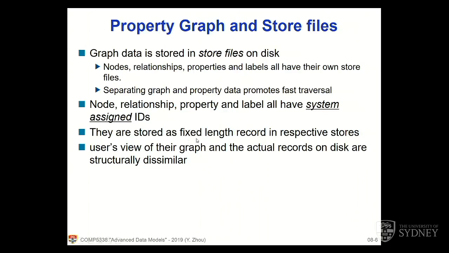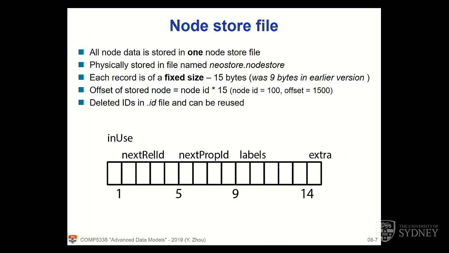Another feature is that everything is stored as a fixed-length record in respective stores. Node, relationship, property, and label are all stored in fixed-length records. Each one is stored in a record, and the record is of fixed length. So this is the user's view of their graph versus the actual record on the disk. They are structurally dissimilar, but the storage is trying to facilitate graph traversal. Now let's see a few important files, what they look like, and how they make traversal very efficient, so we can do very in-depth traversals, like following a very long path in Neo4j easily.